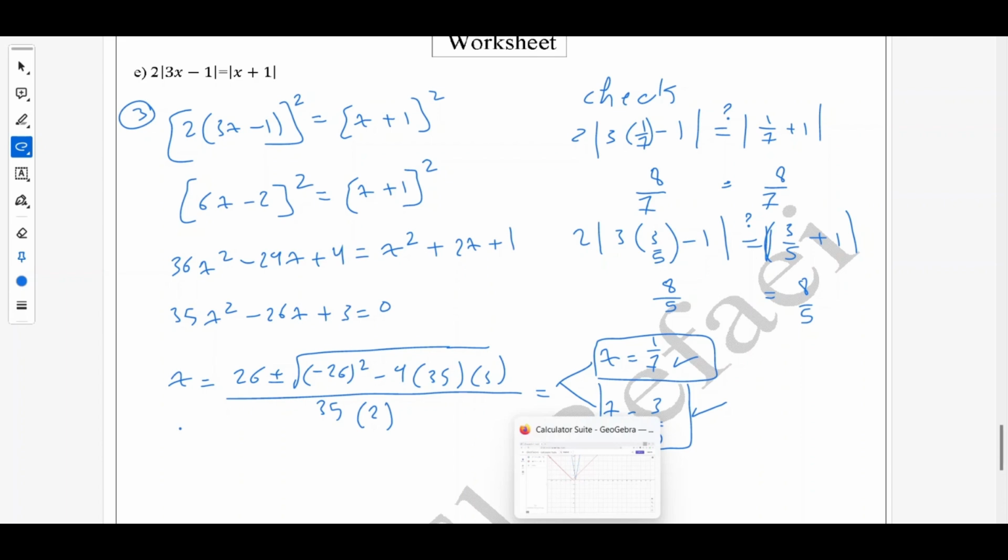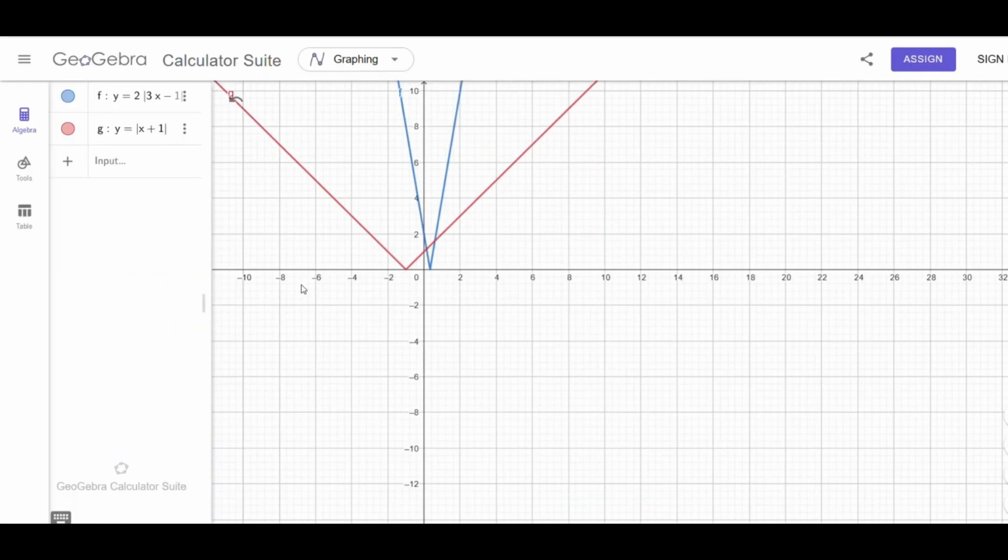Let's use GeoGebra. Exactly. This is 1 over 7, and the other solution, 3 over 5.